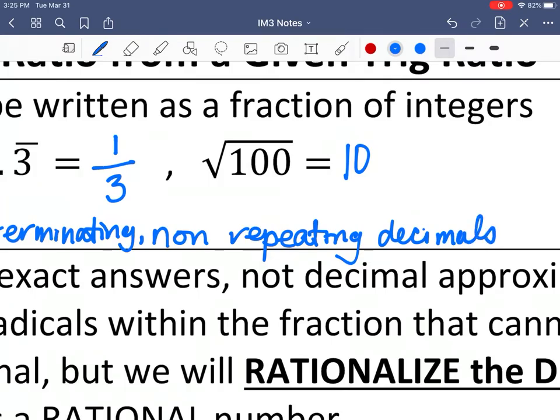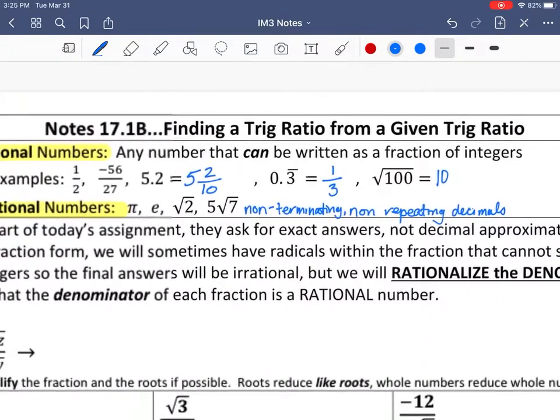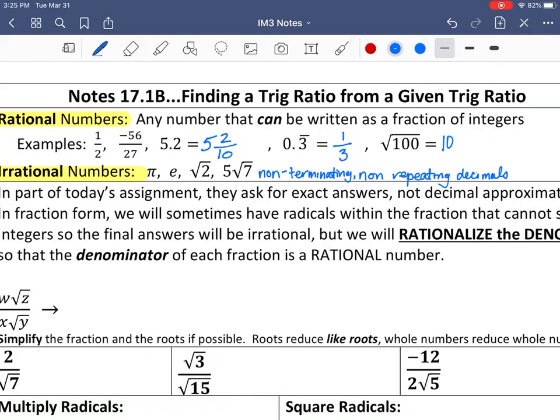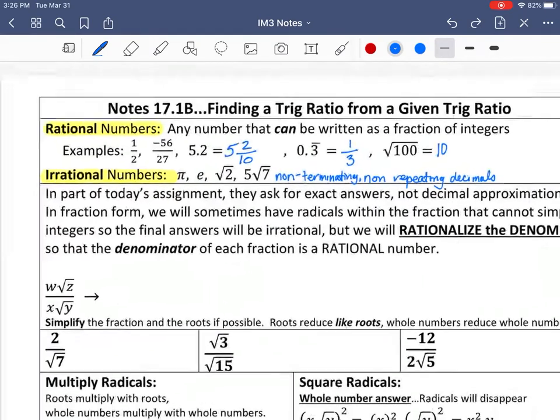I apologize for my handwriting. I'm still learning to use this stylus very well. So if you were to plug pi into your calculator, you would get 3.14 blah, blah, blah. It's a decimal that is non-terminating, meaning it has no end. And it also does not end up repeating, such as the 0.3 above ends up repeating. So that's what an irrational number is.